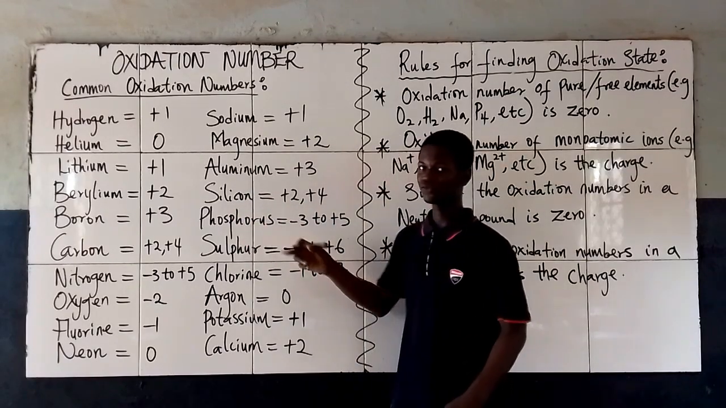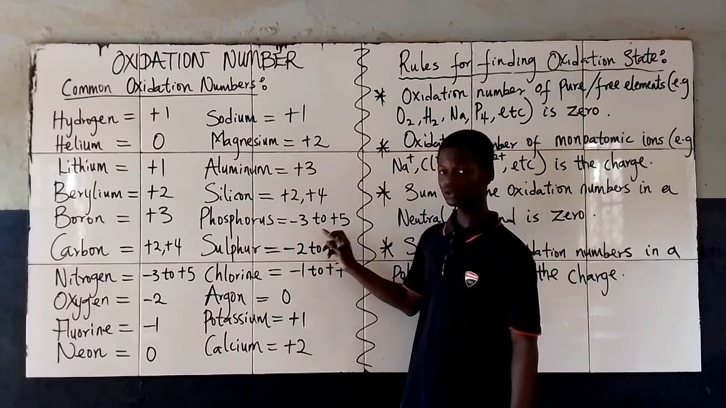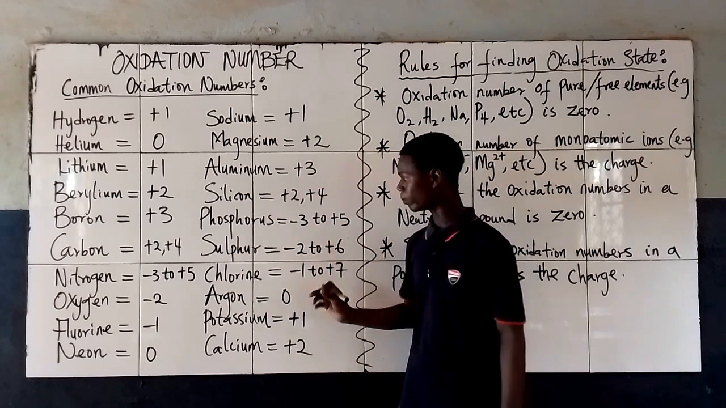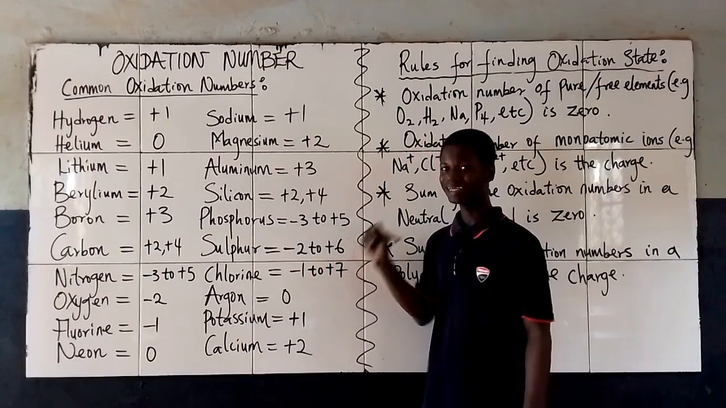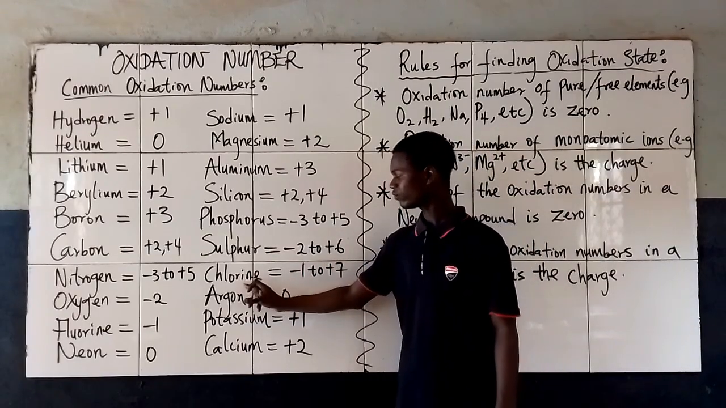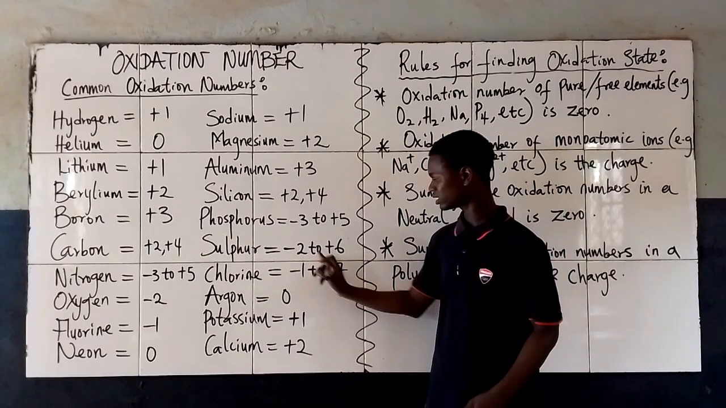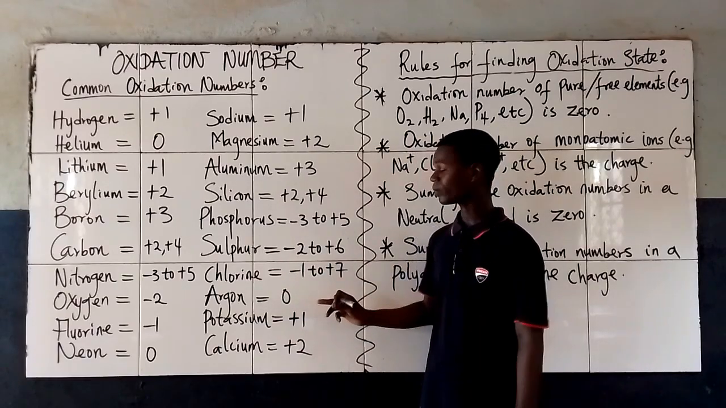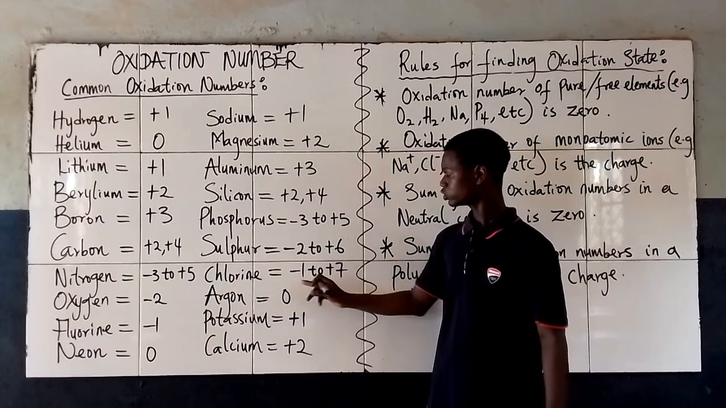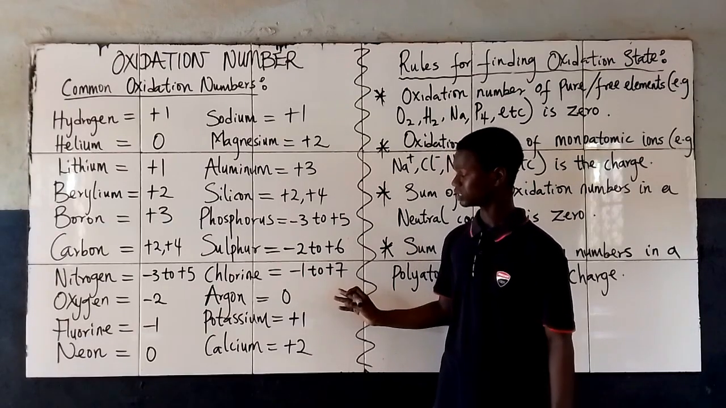Now for phosphorus, it varies. It's from -3 to what? +5, depending on the compound. Sulfur, it also varies. It's from -2 to +6, depending on the compound. Then for chlorine, in most cases, it's a -1 in almost all compounds. But in some special compounds, chlorine can also vary. So I said -1 to +7.